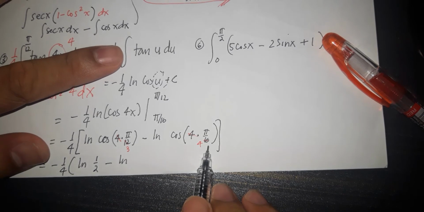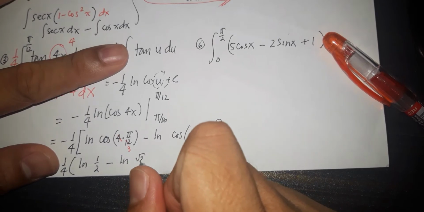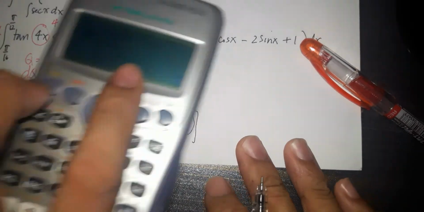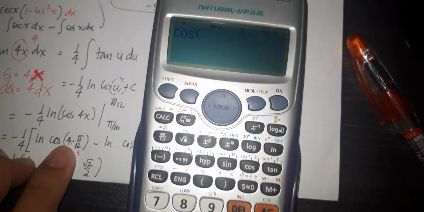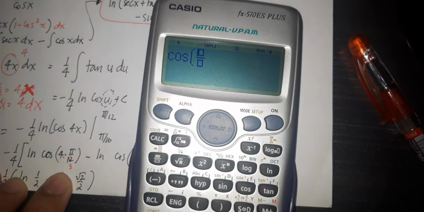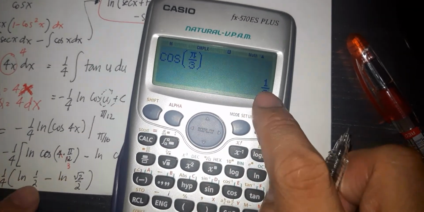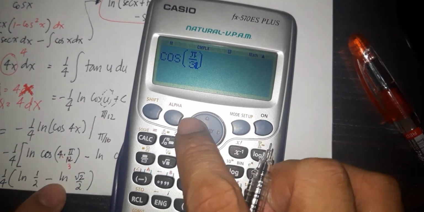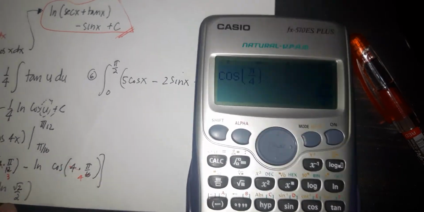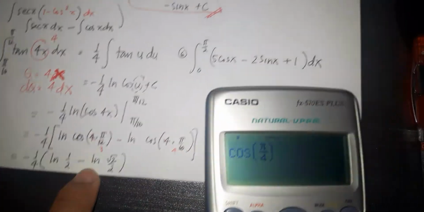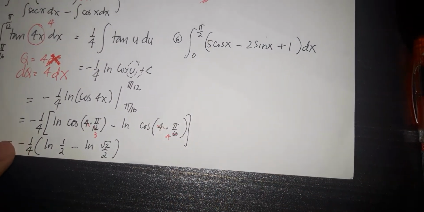So that's square root of 2 over 2. Pi over 4 is 45 degrees, so that's square root of 2 over 2. So para hindi maano, gamamit tayo ng calculator. So cosine of pi over 3, shift pi over 3, that gives you 1/2. And then cosine of pi over 4 is equal to square root of 2 over 2. So this is ln of 1/2 minus ln of square root of 2 over 2.